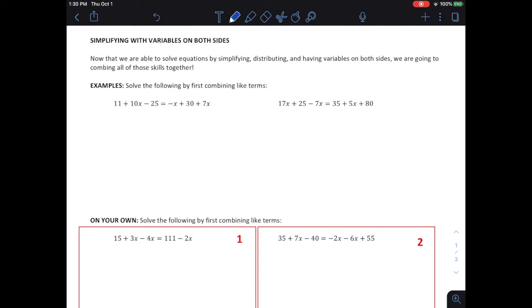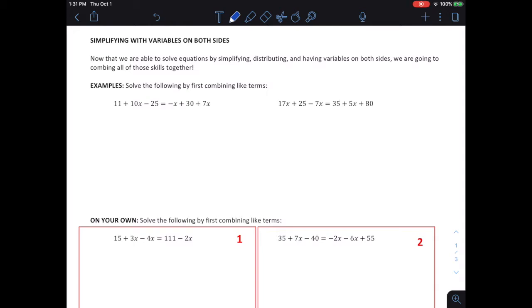So this week's lesson, the first lesson is about simplifying with variables on both sides. If we want to solve an equation that has variables on both sides, we need to simplify first. So let's take a look at these first two examples.